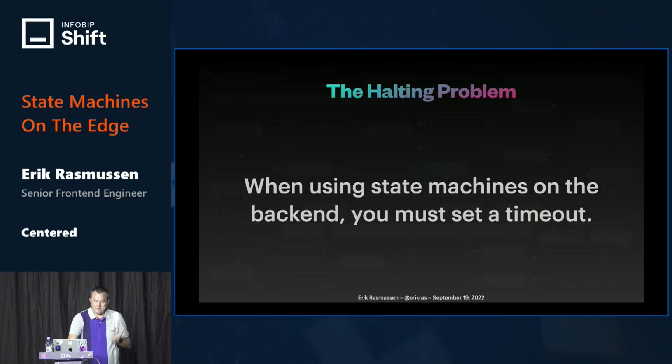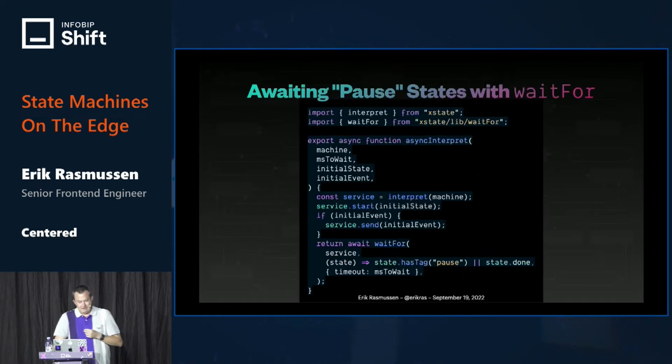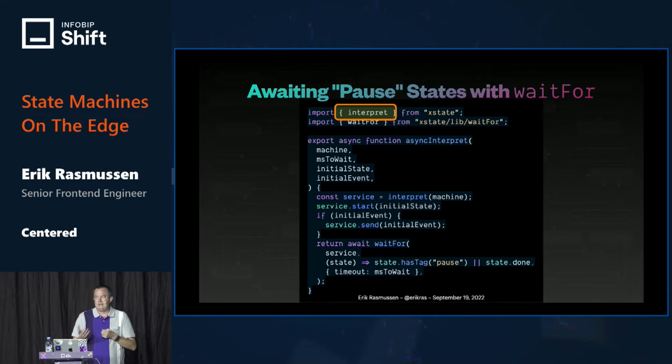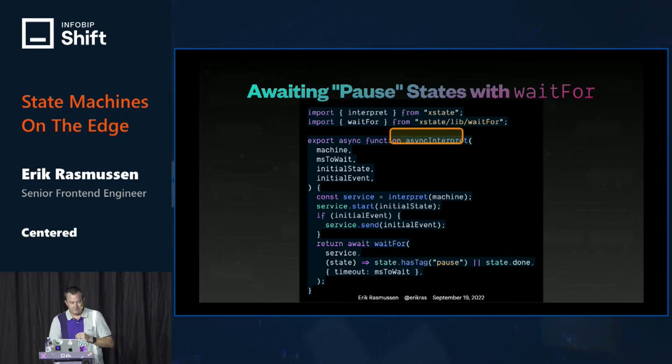So how are we going to do this? Well, my favorite state machine library is called XState. And this year they've released an API that does exactly this. And it's called waitFor, and it looks like this. Now, typically when you use a state machine with XState, you have this interpret function that is going to turn this machine definition into a service that you can then interact with. So I called my function async interpret. And you give it your machine definition, and you give it how long you're willing to wait.